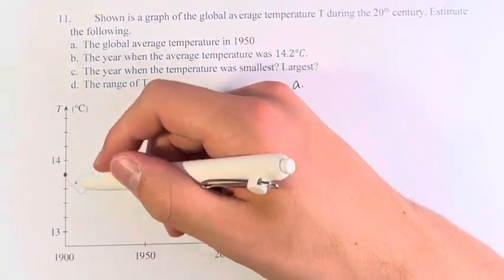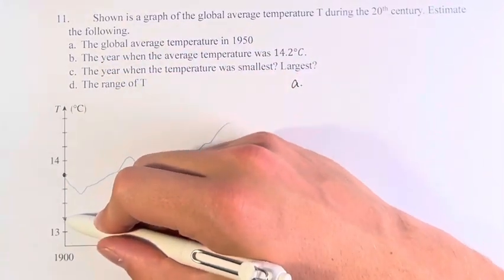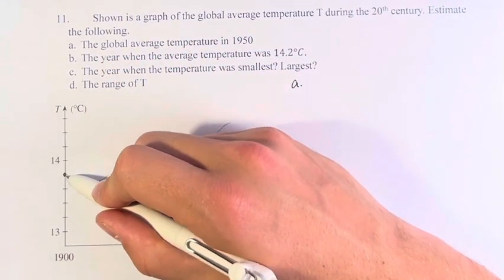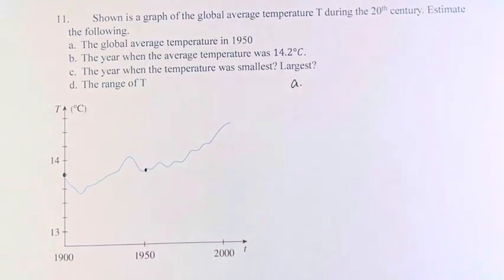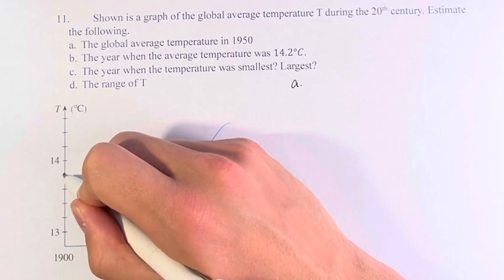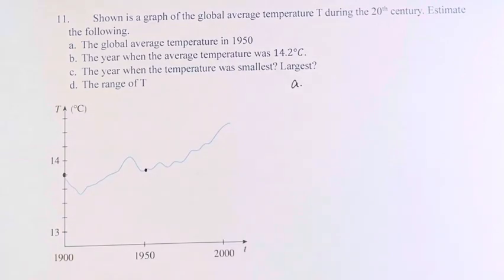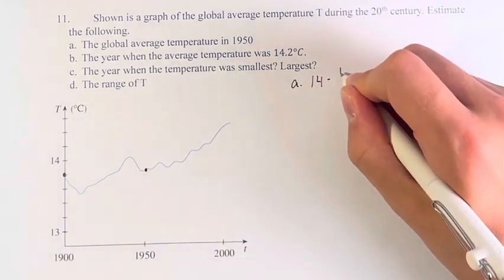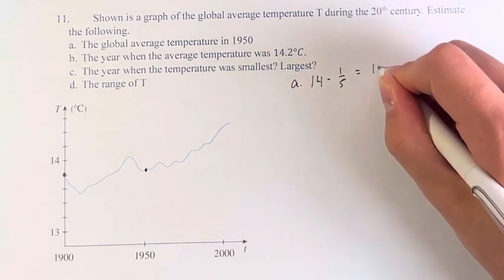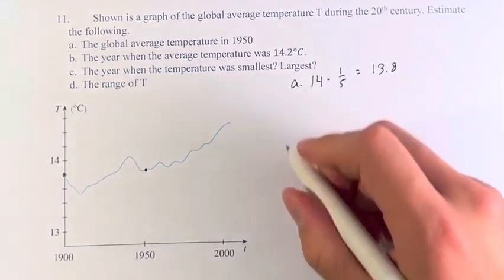What is this point? Well, it's a little bit less than 14, but we actually have these tick marks, and there's 1, 2, 3, 4, 5 between 13 and 14. So we are 1/5, 1 out of the 5, less than 14. So this is 14 minus 1/5, which is 13.8.